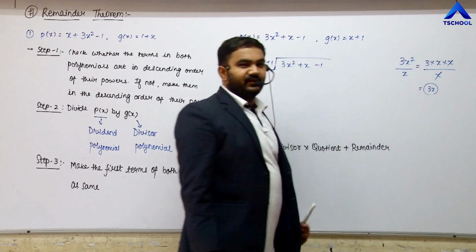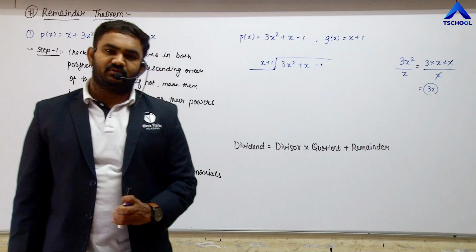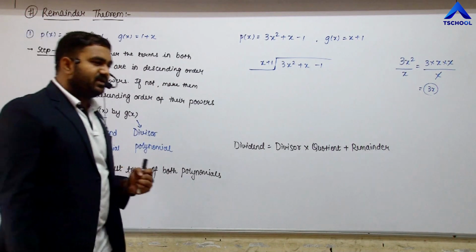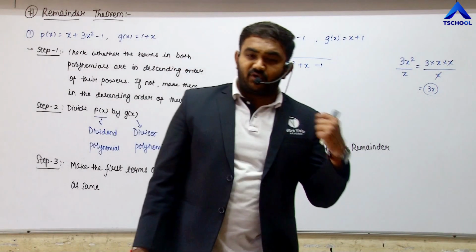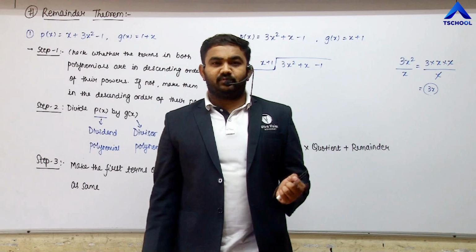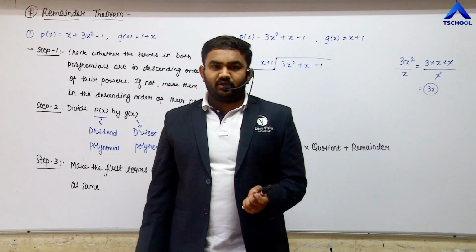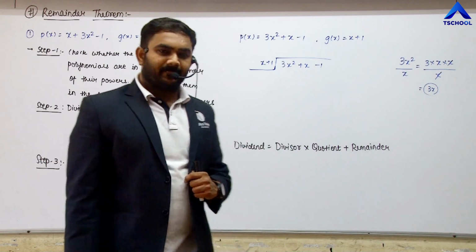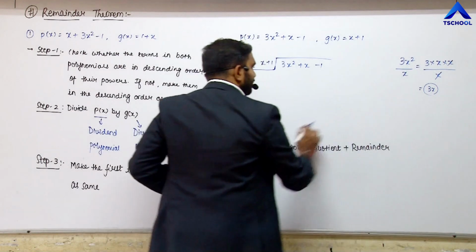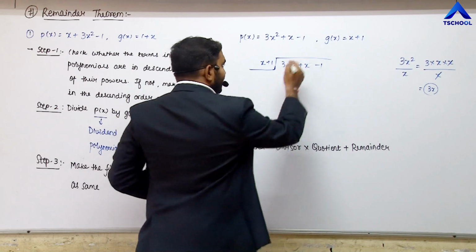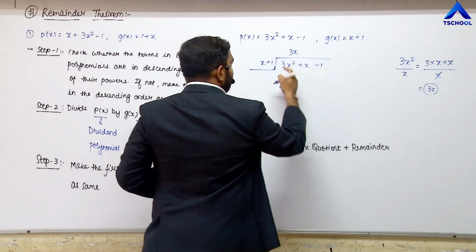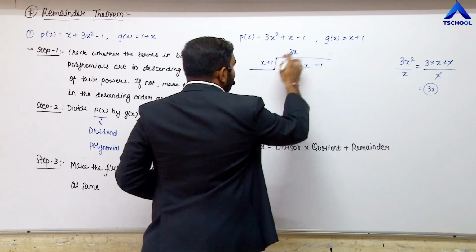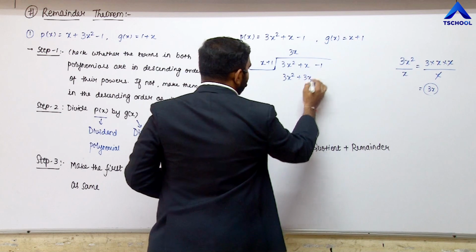In this way you can find out the difference of both the terms. The difference means what is to be multiplied to the divisor polynomial such that the first terms of both the polynomials become the same. So this is the difference here, 3x. Now if I multiply this by 3x, then 3x into x is 3x square, and 3x into plus 1 is plus 3x.